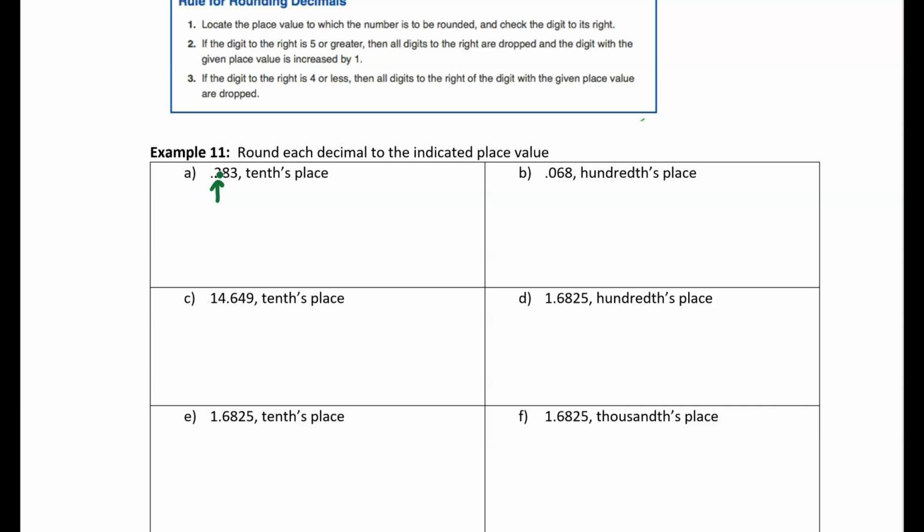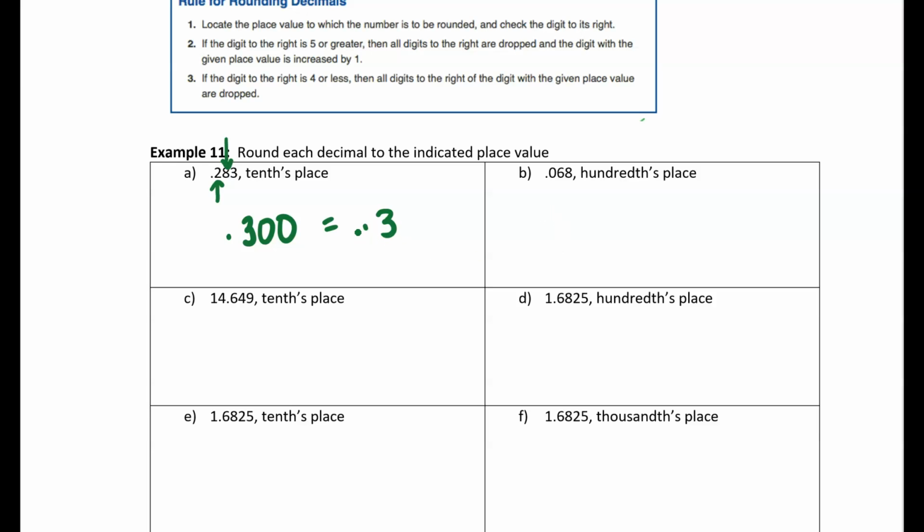And then you're going to look to the right of the 2, which is where this 8 is, and that's going to tell you whether that 2 stays a 2 or moves up to a 3. Anything 5 or greater, you're going to increase the place value you're rounding to. So 8 is 5 or greater, so we're going to increase this to 0.3, and then everything else becomes zeros. You can also just say 0.3. You don't need the zeros.